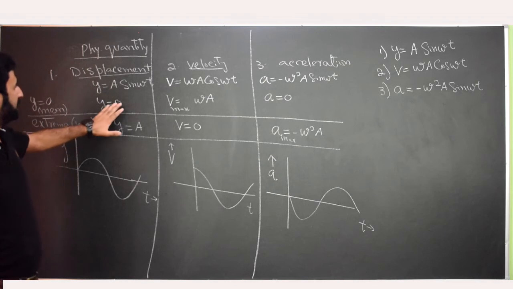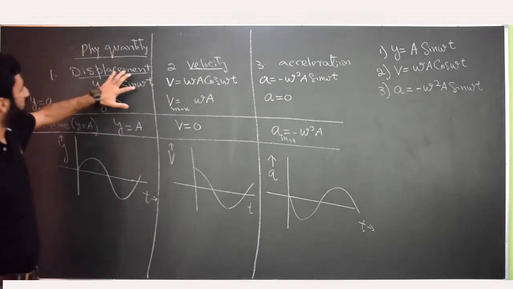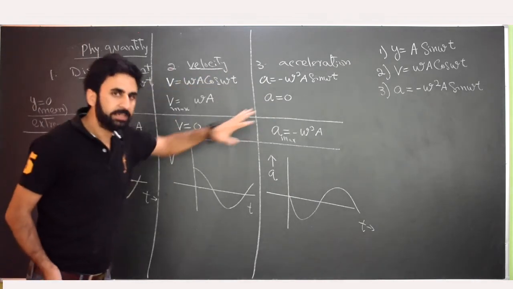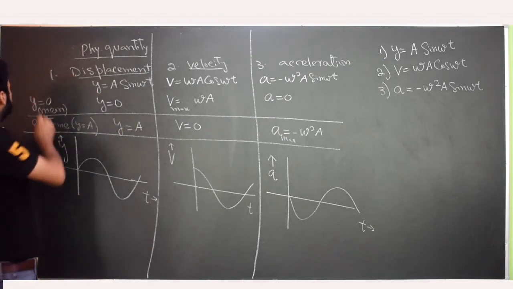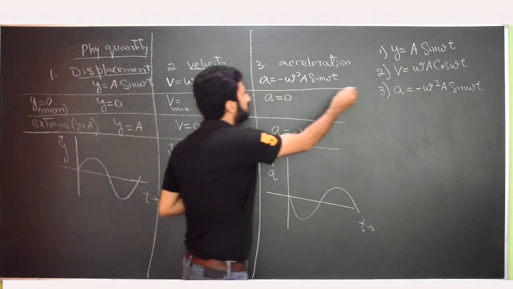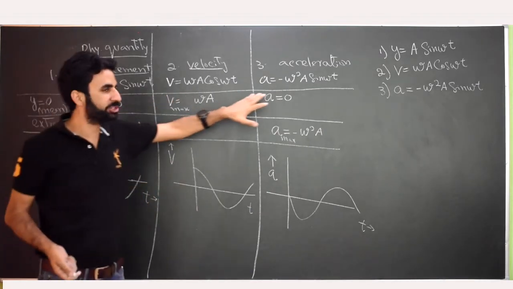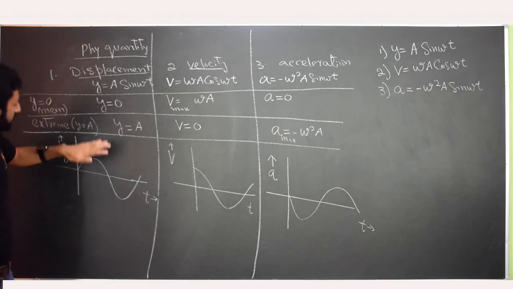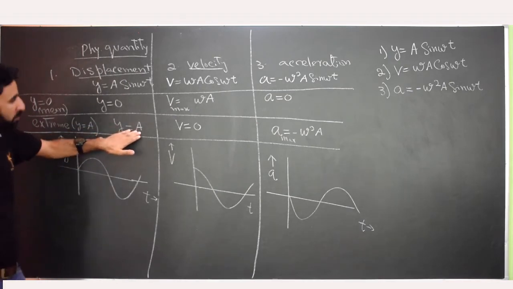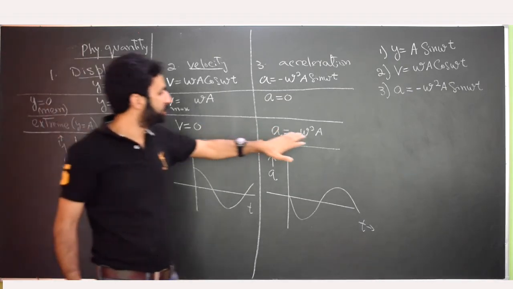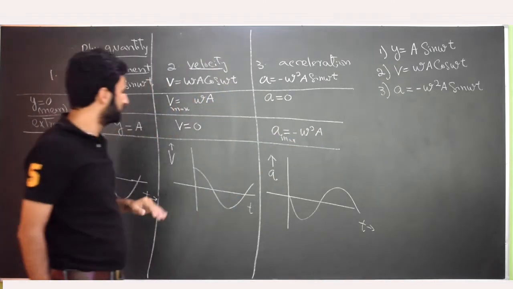So displacement, velocity and acceleration, the corresponding equations are given here. Their values at mean position and the extreme position are given. At mean position, obviously displacement is 0, velocity is maximum, acceleration is 0, and at extreme position, displacement is maximum, velocity is 0, and acceleration is also maximum. Their corresponding values are given.